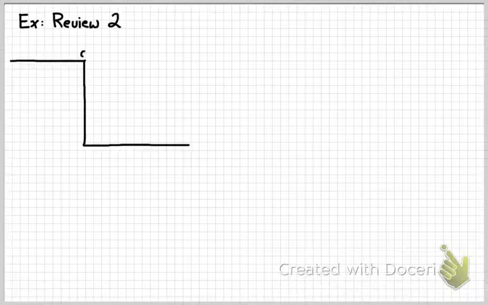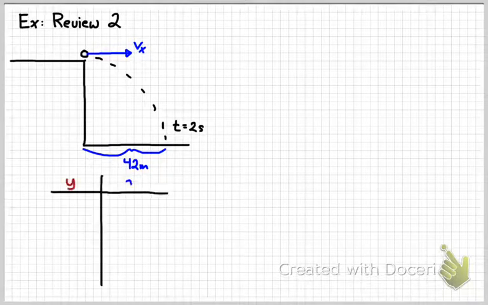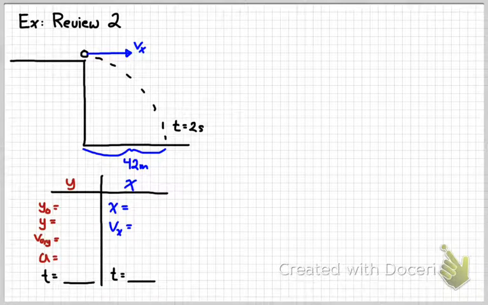So let's look at another example. This is from your review. This is question number 2. We've got some projectile launched horizontally. It lands 42 meters away, and it takes 2 seconds to reach the ground. And so the first thing that we should do is create a table for our givens and unknowns, an x and a y. Here's all the things that we should be looking for. And of course, time is the thing that links them together.